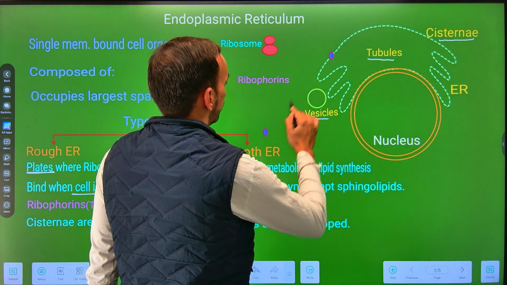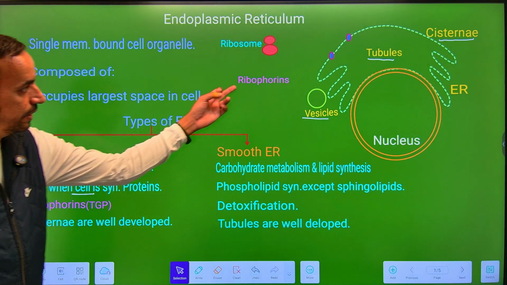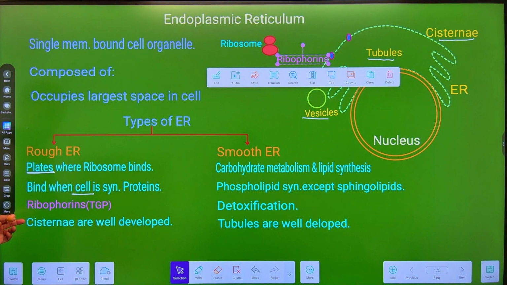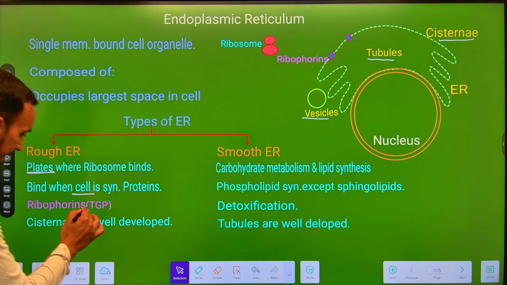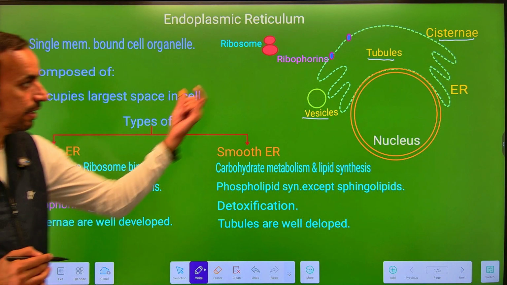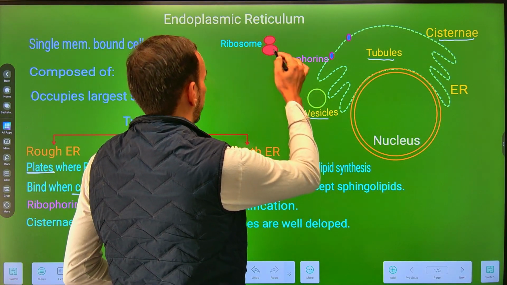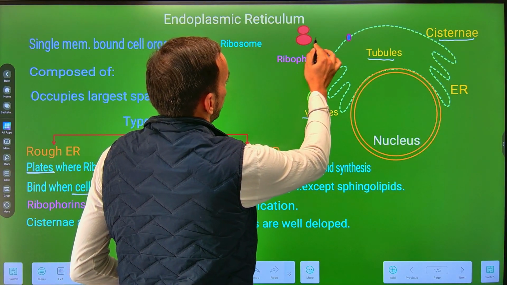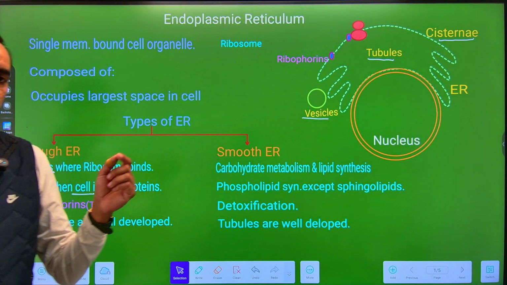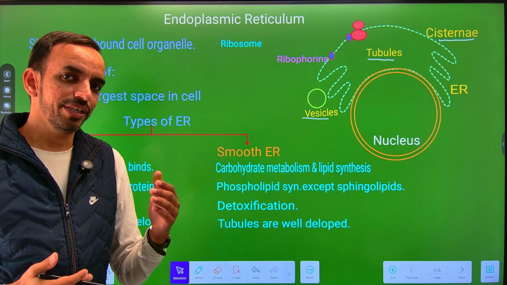There are some proteins on the membrane of the rough endoplasmic reticulum, and these proteins are called ribophorins. Ribophorins are generally transmembrane glycoproteins. ये होते हैं आपके transmembrane glycoproteins. These are the proteins which are recognized by the ribosome for their attachment, we can say. So they help in the attachment of ribosomes on the plates of the rough endoplasmic reticulum.